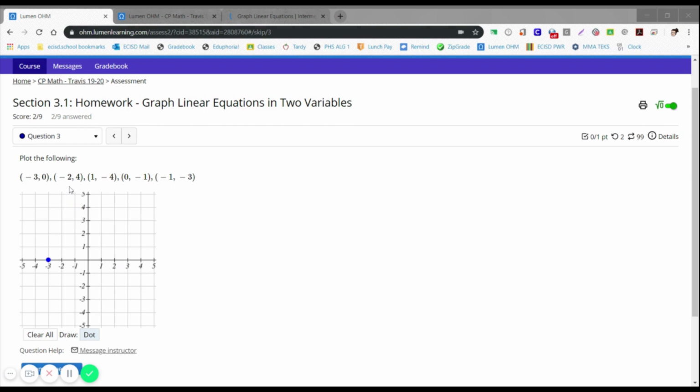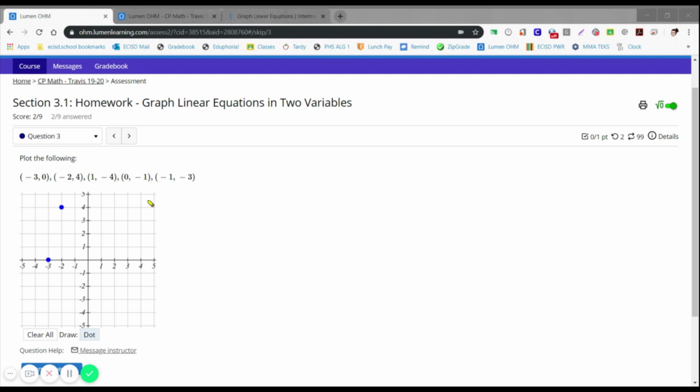Our second coordinate pair is -2, 4. -2 is our x value. Since it's negative, we need to go left 2 squares. 1, 2. 4 is our y value. Since it's positive, we need to go up 4 squares. 1, 2, 3, 4, and place our dot.